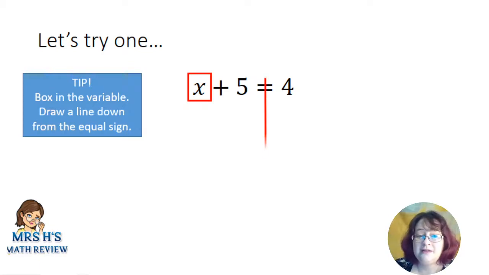I also draw a line down from the equal sign, and I do that to remind myself whatever I do on one side of that line, I have to do on the other. Otherwise, it's not equal anymore, and I haven't balanced out that equation.